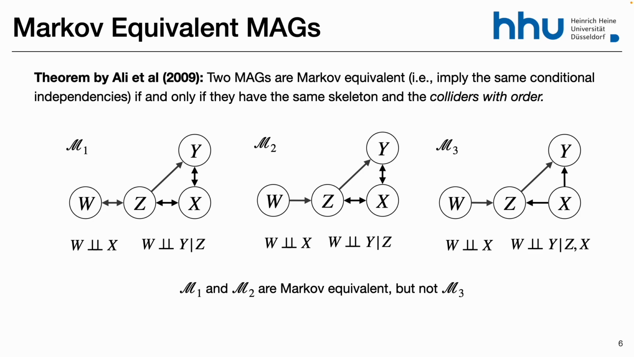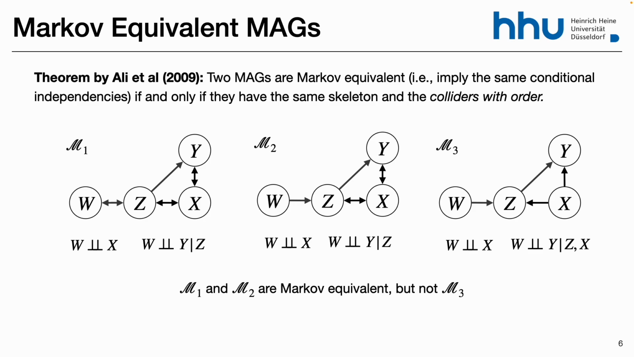So W, Z, and X is of order 0, and Z, X, and Y is of order 1. There are 2. So I have 2 colliders with order, one of order 0 and one of order 1, and that is this skeleton. Sorry, which collider is order 0 and which one is order 1?